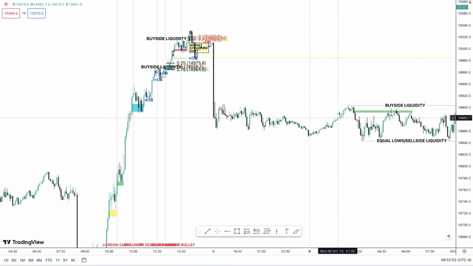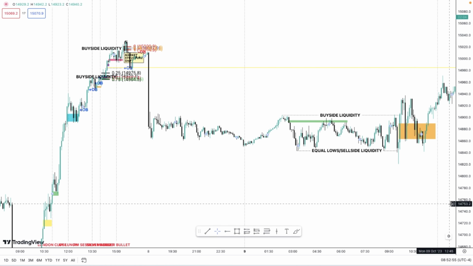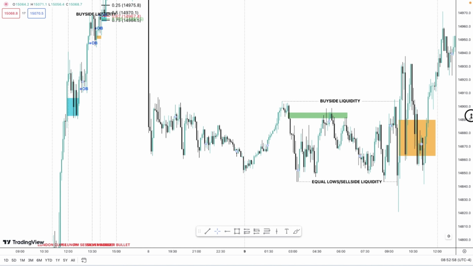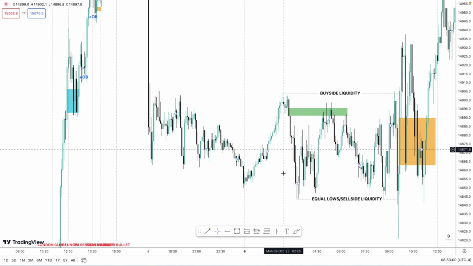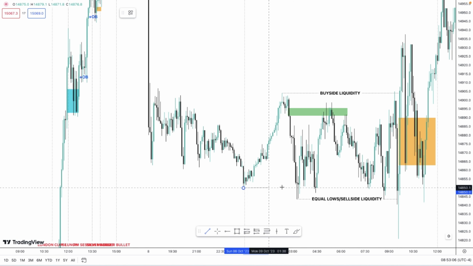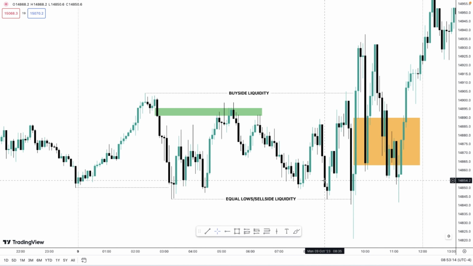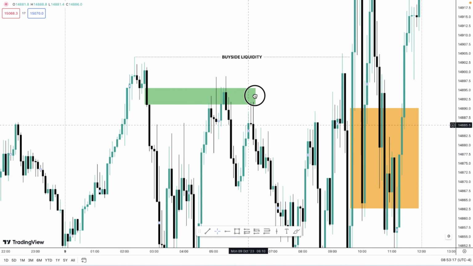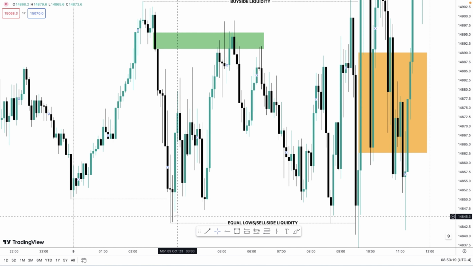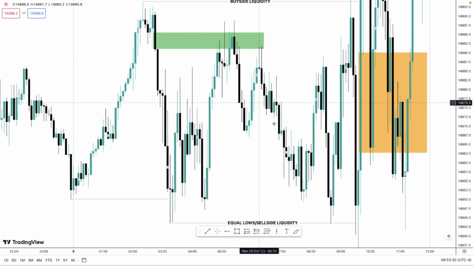As soon as it opened, it formed a high there in the London session, and then they ran through this low, collected sell side liquidity below this low, formed a swing low there, swing high there, gets taken out. It gets taken out impulsively.